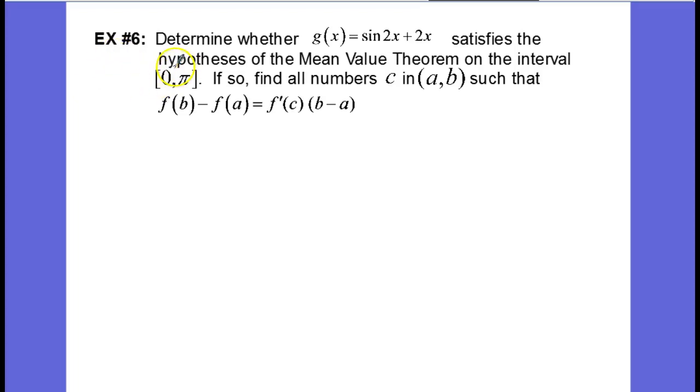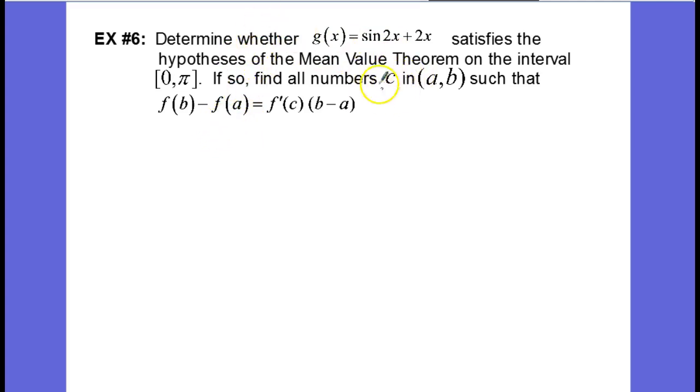In example 6, they've asked us to determine whether g of x equals sine 2x plus 2x satisfies the hypothesis of the mean value theorem on the interval from 0 to pi. So sine 2x plus 2x is both continuous and differentiable. It's continuous over all real numbers. It's continuous over the closed interval from 0 to pi, and it's certainly differentiable over the open interval from 0 to pi. So it does satisfy the hypotheses of the mean value theorem.